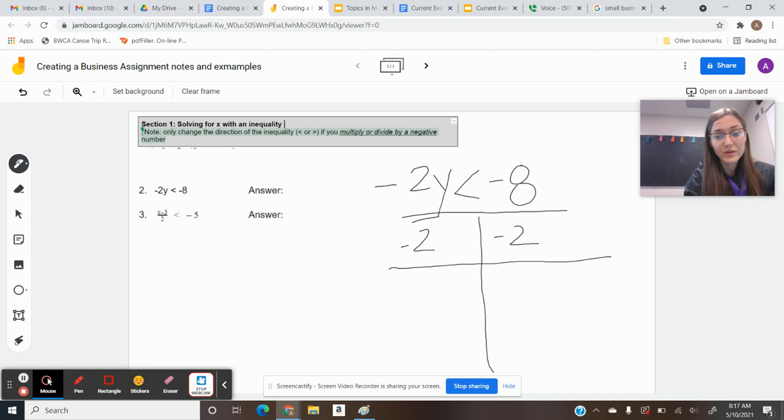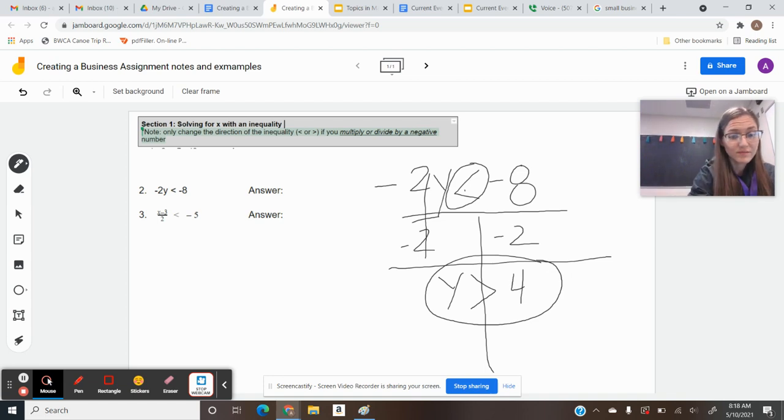All right, first I'm going to simplify what I got going on here before I deal with this inequality. Okay, so these cancel out. I'm left with y. On this side, negative 8 divided by negative 2 equals 4. All right. Now, this is going to change because we divided by a negative number. So instead of facing towards the negative 8, it's going to face towards the y. So we have y is greater than 4. That's your answer.